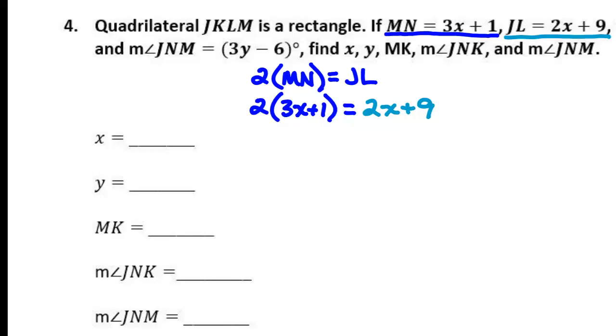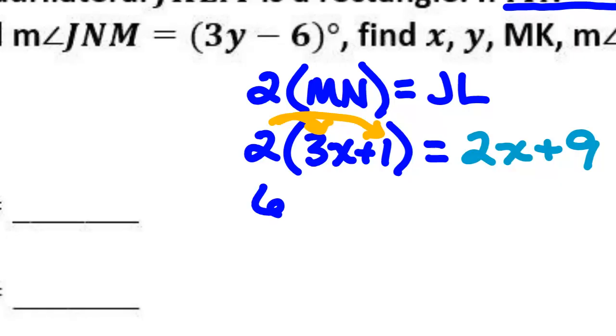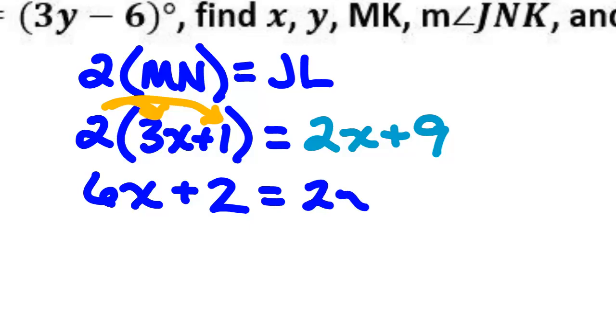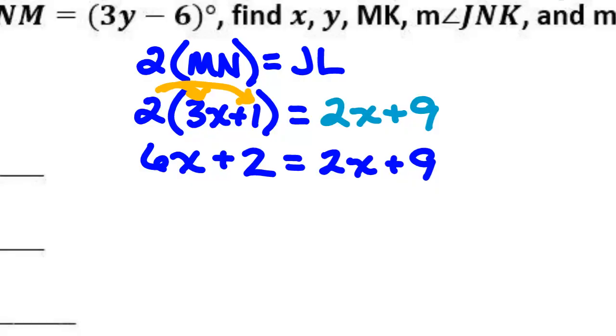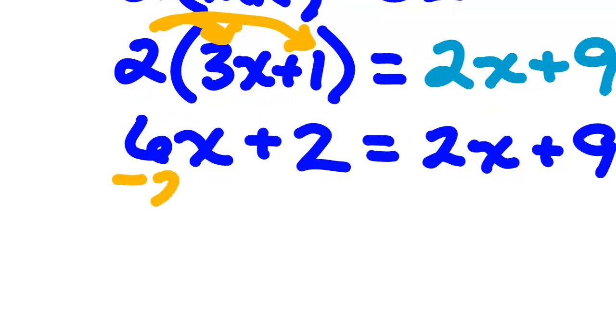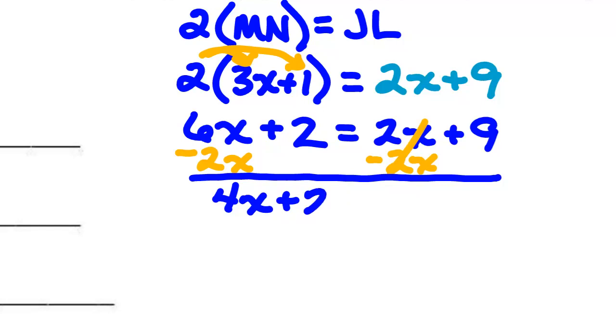One of my x's is inside parentheses. What do I need to do to get rid of those parentheses? We are going to distribute. We're going to distribute this 2 inside the parentheses. So that would give me 6x plus 2 equals 2x plus 9. What do I want to do now to solve this for x? Subtract 2x from both sides. What is 6x minus 2x? 4x. So 4x plus 2 equals 9.